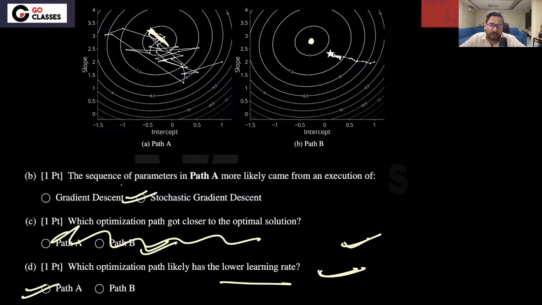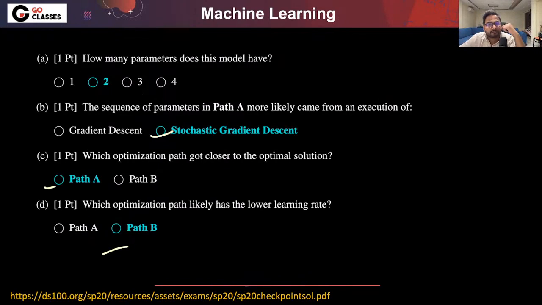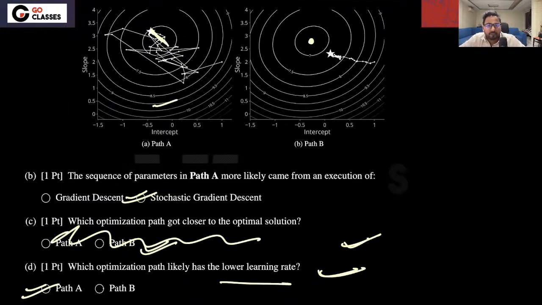Yeah, the sequence of path in path A, basically in path A it is stochastic, right? So B is stochastic, and then this should be the path A. Lower learning rate, yeah, lower is path B, isn't it? Why am I taking path A? Sorry, actually I thought that we can quickly rush on this question, but just a silly mistake happened. So basically for path B it is very low, right? It is going very slow for path B.